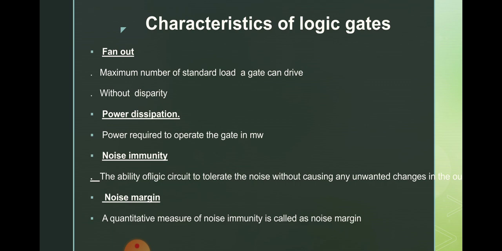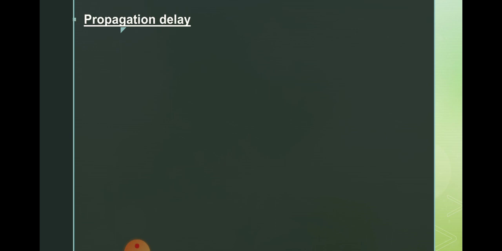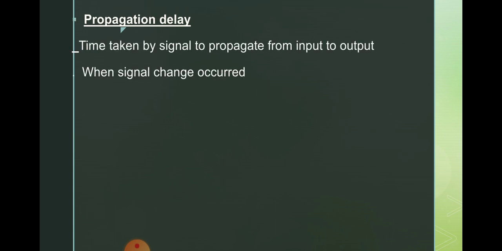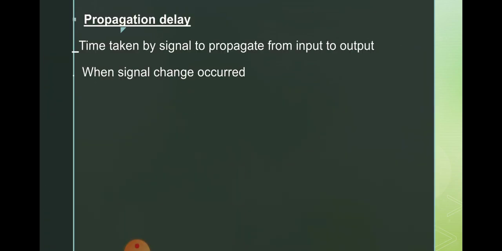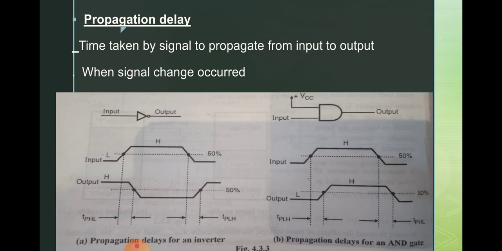Now let us move towards the next characteristic, that is propagation delay. What do you mean by propagation delay? It is the time taken by a signal to propagate from input to output when a signal change occurs. Let us understand this concept with the help of this figure. To understand the concept of propagation delay, I am going to elaborate on these two figures. This figure shows an inverter, that is a NOT gate. And what is meant by propagation delay in a NOT gate?